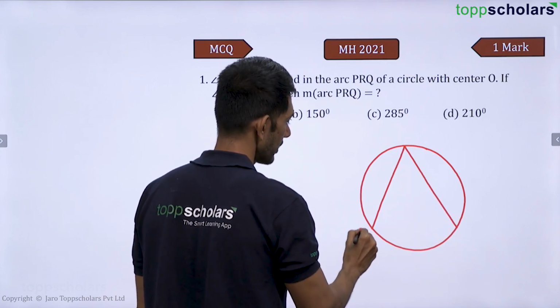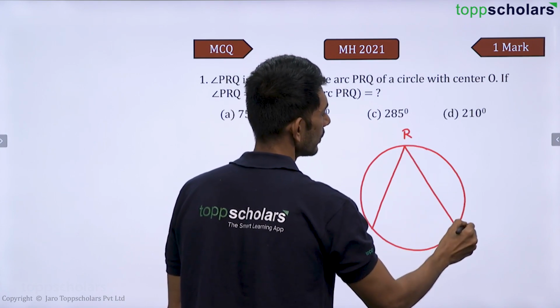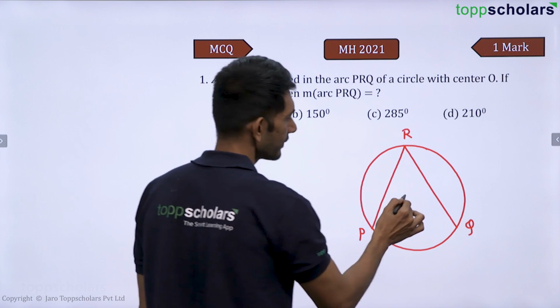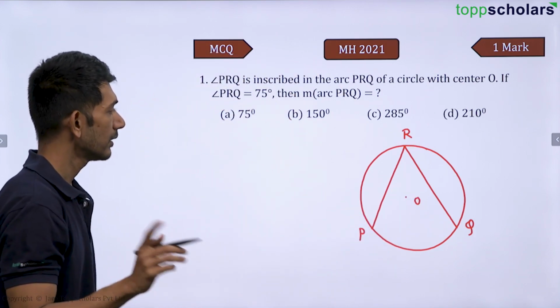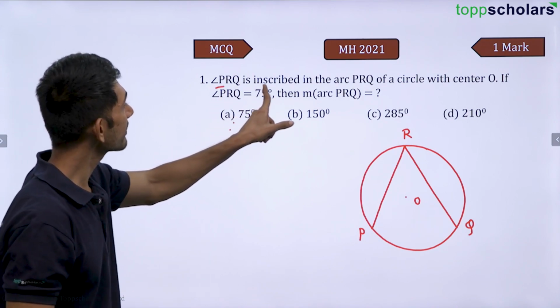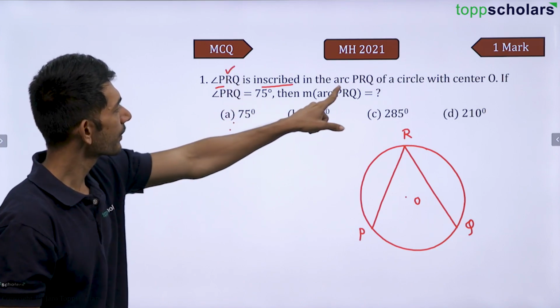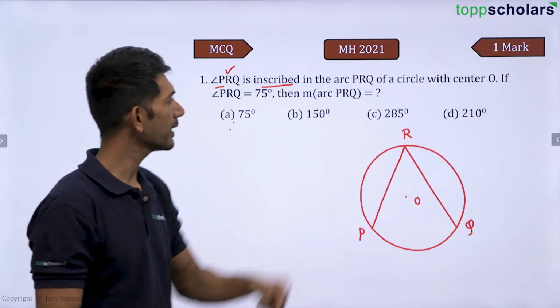So PRQ is inscribed, right? And this is the center O. Please understand this question very carefully. PRQ is inscribed. That means point R lies on the circle. Correct? In the arc PRQ, obviously the arc will also be PRQ.